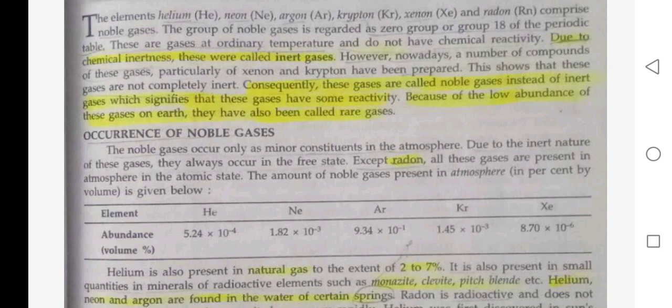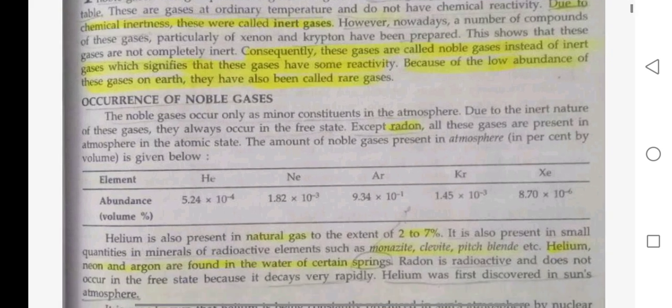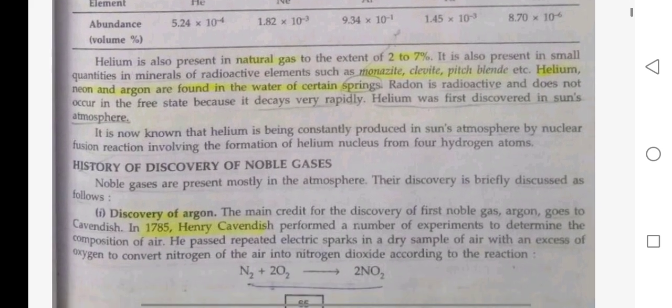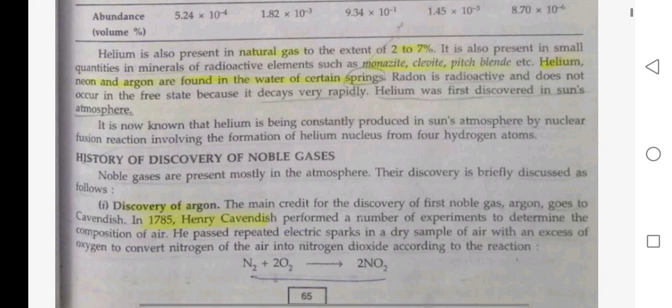Due to the inert nature of these gases, they always occur in the free state. Except radon, all these gases are present in the atmosphere in the atomic state. The amount of noble gases present in the atmosphere by volume: helium is 5.24 × 10⁻⁴. Neon has 1.82 × 10⁻³. Argon has 9.34 × 10⁻¹. Krypton has 1.45 × 10⁻³. Xenon has 8.70 × 10⁻⁶.